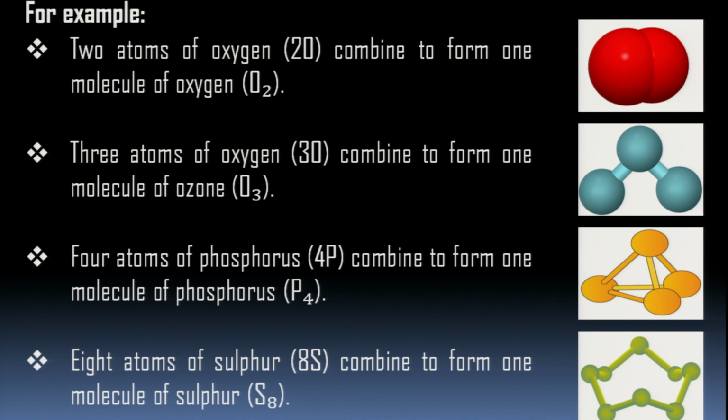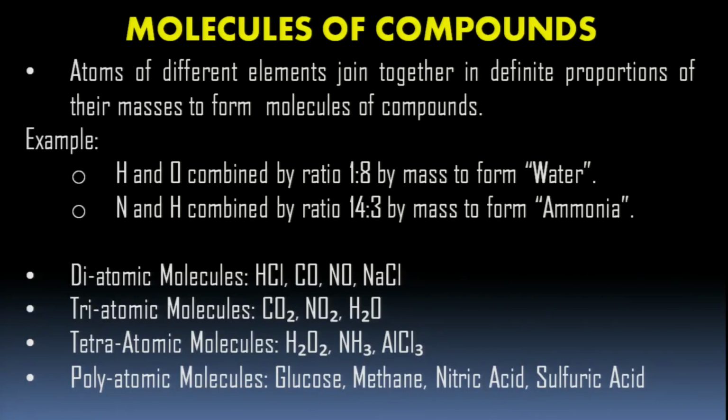You can see how the form is just like the crown of a queen, is it not? Children, we have discussed the molecules of elements. They contain single elements, but 2 or more elements can also combine and form molecules. And these are the molecules of compounds. Atoms of different elements join together in definite proportions of their masses to form molecules of compounds.